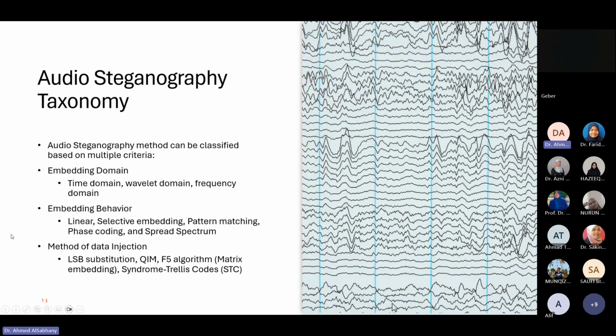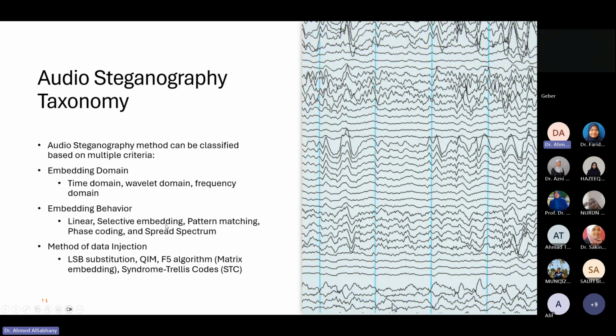Regarding the embedding behavior, we are talking about how each method is conducted, or what is the main idea in these groups of methods. For the first one, we have the linear. In the linear embedding, the method visits each sample or each data bank of the signal one by one linearly until the whole message is embedded.